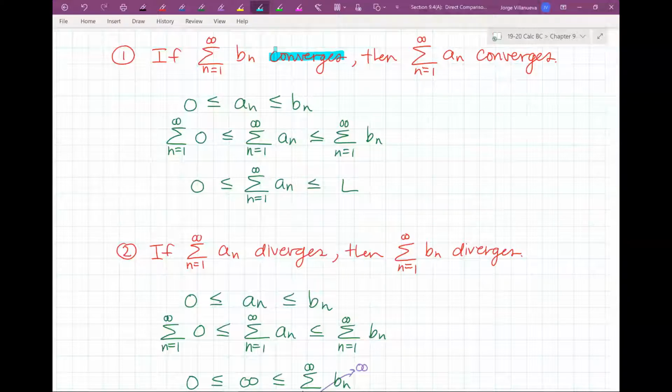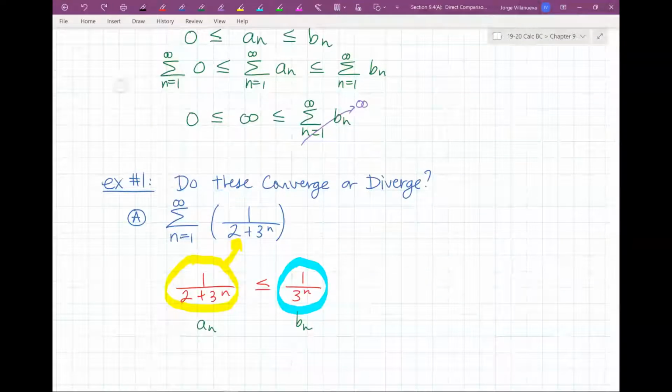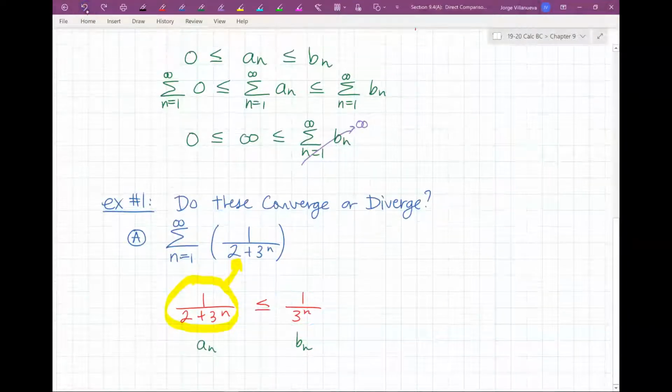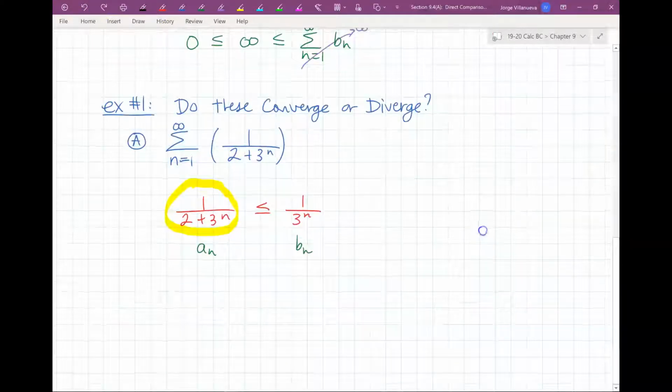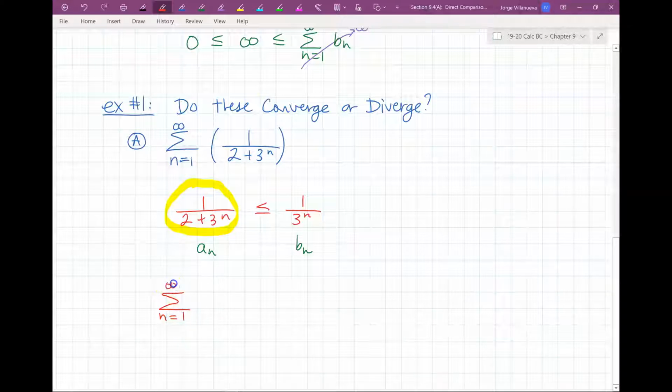Sometimes I'll create the a sub n. It just depends. I don't know which one I create. I got to think of which functions to do and then apply them to my theorem. So what I'm going to do right now is the proof that b sub n, or 1 over 3 to the n, I got to prove that it converges.